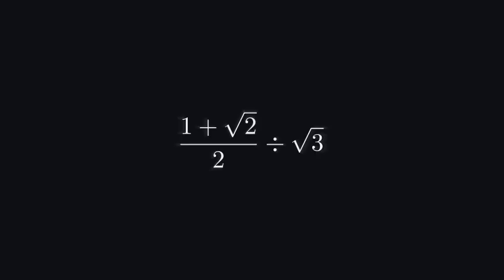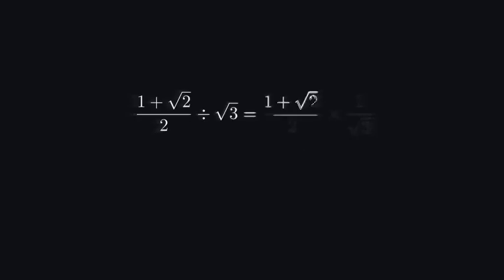To divide by the square root of 3, we can write it as a fraction with the square root of 3 in the denominator. So we get 1 plus the square root of 2 over 2 times the square root of 3. That is, 1 plus the square root of 2 over 2 divided by the square root of 3 equals 1 plus the square root of 2 over 2, times 1 over the square root of 3, which equals 1 plus the square root of 2 over 2 the square root of 3.